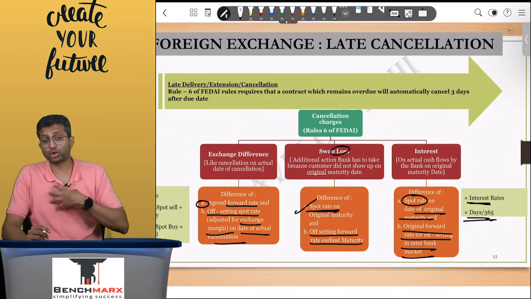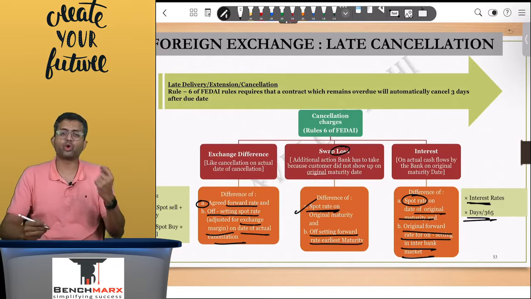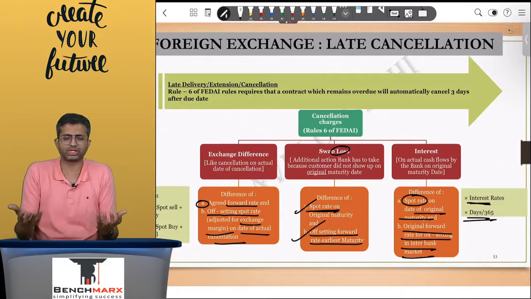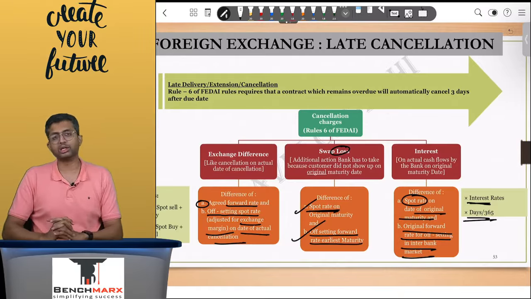And in order to protect myself that if the customer is coming in the future, then a forward will have to be taken to pay the importer, client, because I don't have any forward right now. So a forward rate for the earliest maturity. So these are the things that you'll have to consider.